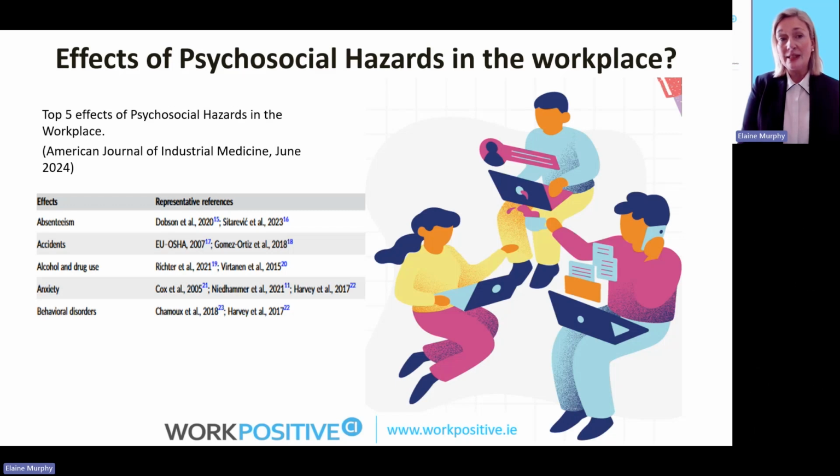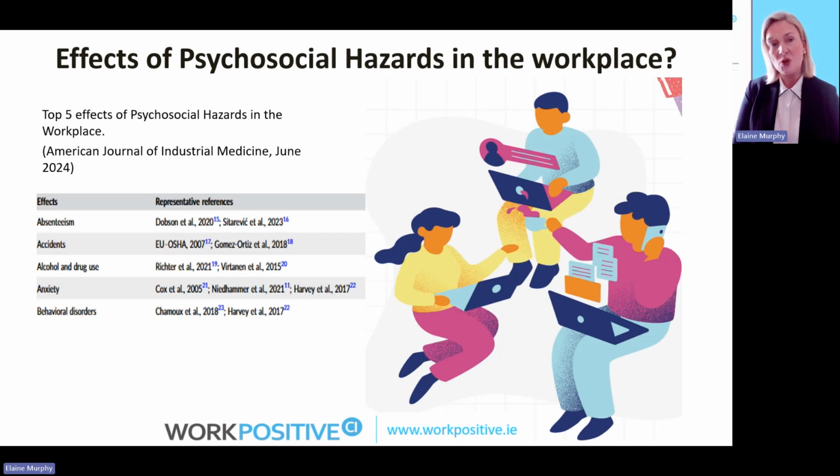So it's really interesting when we see the American Journal of Industrial Medicine, very recent research from June 2024, highlights the top 5 effects of psychosocial hazards in the workplace. So really they're absenteeism, increased accidents, alcohol and drug use, anxiety and behavioural disorders. So in terms of that, there are some really devastating effects on your workplace and obviously the output of the work that you do, in terms of not managing psychosocial hazards.